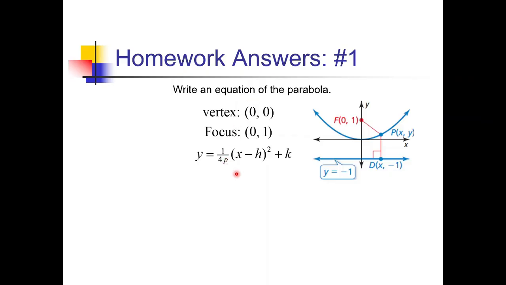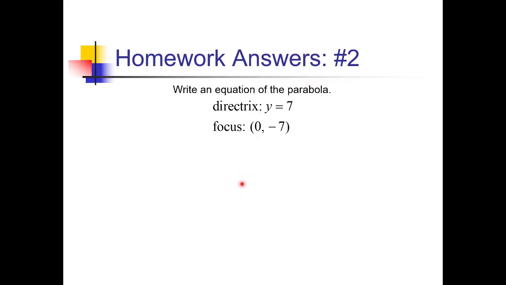I can figure out the p-value, which is just the distance from the vertex to the focus, or the directrix, by just doing the focus minus the vertex. So 1 minus 0, that's the y value for the vertex. And that gives me a p-value of 1. Plugging that back in, I have y = 1/(4 · 1). And since I'm plugging in 0 for h and k, all this x squared business just comes out to x squared. So simplifying that, that's just y = 1/4 x².